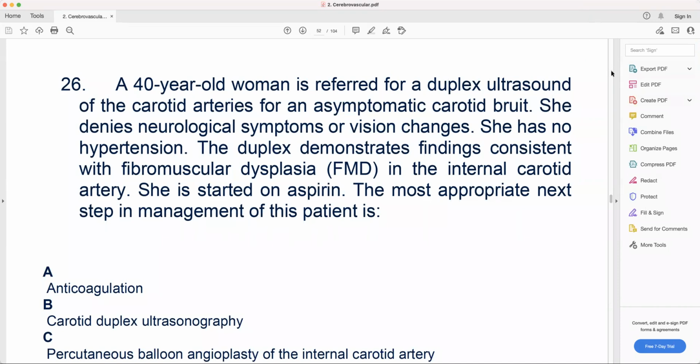A 40-year-old woman is referred for duplex ultrasound of the carotid artery for an asymptomatic carotid bruit. She denies neurological symptoms or vision change. She has no hypertension. The duplex demonstrates findings consistent with FMD in the internal carotid artery. She is started on aspirin. The most appropriate next step in management of this patient is, I think I need to survey another.